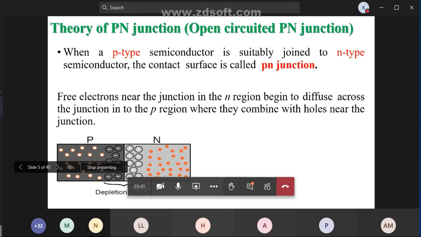It is a very important definition. What is the depletion region? The region containing the uncompensated donor and acceptor ions is called the depletion region. Here, see here, these are the immobile ions, right? So that is called the depletion region.